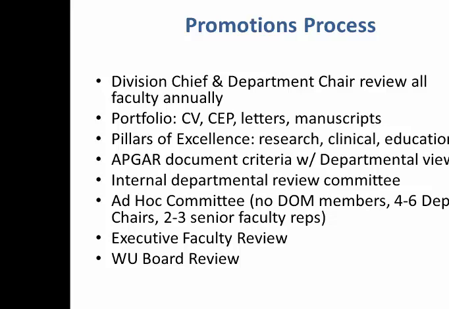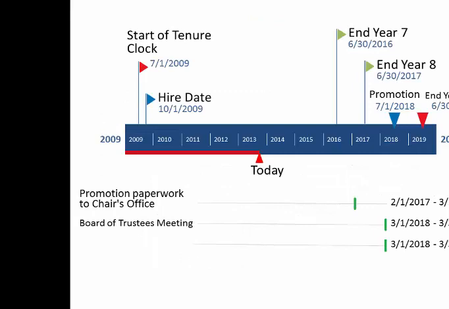And then, after it's approved by the ad hoc committee, then it's approved by the executive faculty, which are all the chairmen, and then ultimately those that are tenure decisions and senior promotions go to the Washington University Board for review. And this is basically the timeline. This is not a fast process.